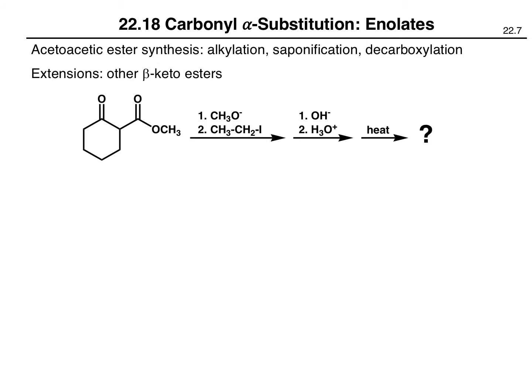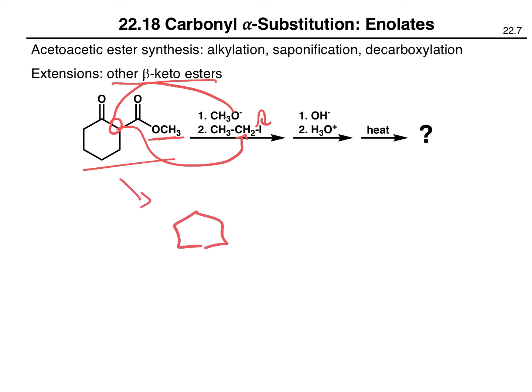So here's another example, and we can carry out the acetoacetic ester synthesis on other beta keto esters. Let's say we are starting out with this compound. We treat it with, because we're using a methyl ester, methoxide to pull off a proton from here. That enolate will then attack here and do an SN2 reaction. So that will give us this compound.